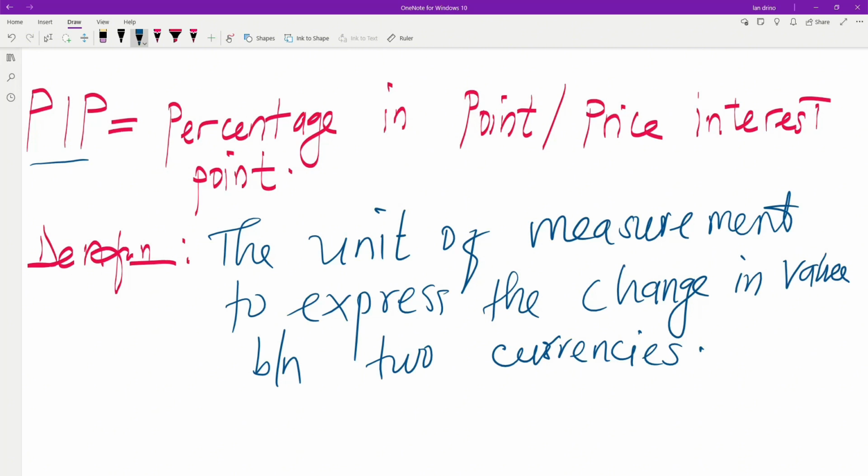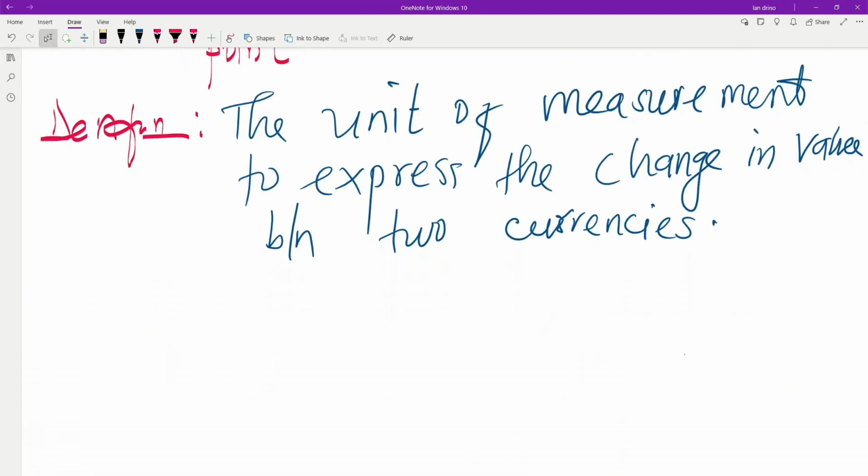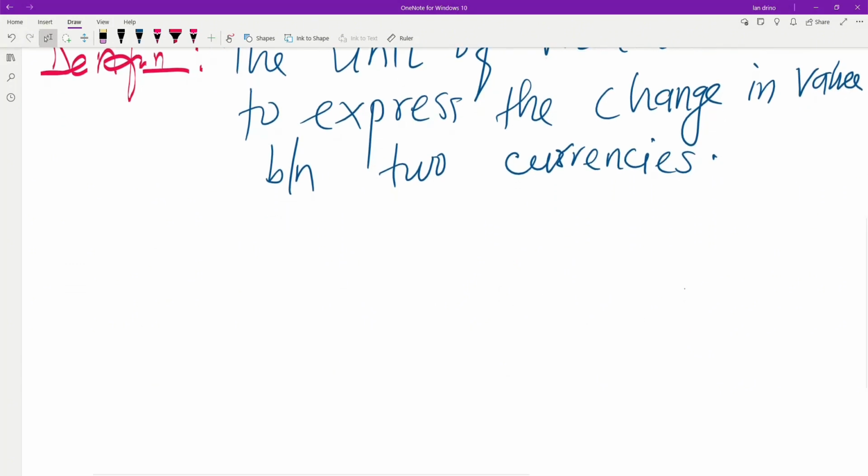A PIP is simply the short form for percentage in point or price interest point. But if you want to define a PIP, we are going to refer to it as the unit of measurement to express the change in value between two currencies. Remember, we said that pips move very small, and we equally said that for the major currency pairs, a PIP is always quoted in 4 decimal places. Major currency pairs that exclude the Japanese yen pairs.